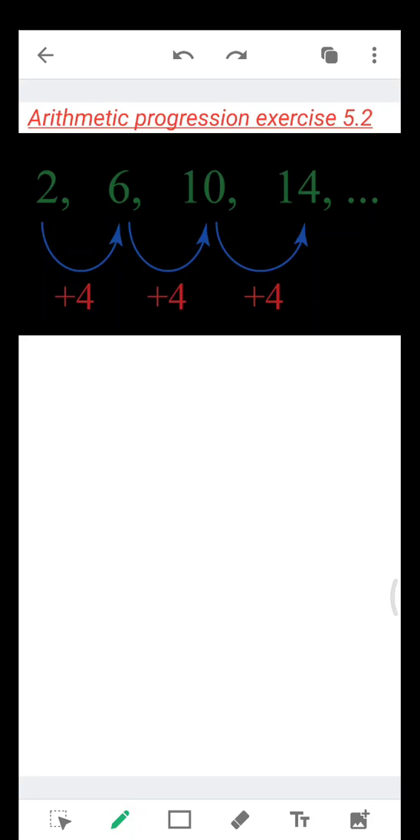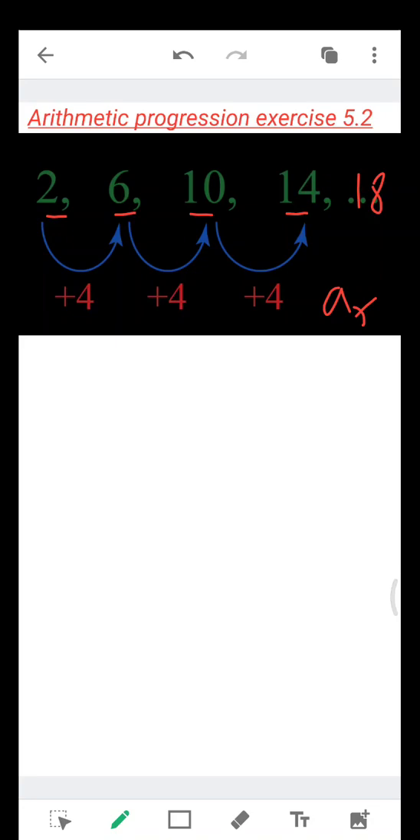So we were getting the next term of an arithmetic series by adding the common difference, like after 2 comes 6 by adding 4, then again 6 plus 4 gives you 10, then 10 plus 4 gives you 14, then 14 plus 4. If I ask you what is the fifth term, what is A5 in this, you can easily say 14 plus 4, that is 18. So we were limited to this method. By adding the common difference, we were getting the term.